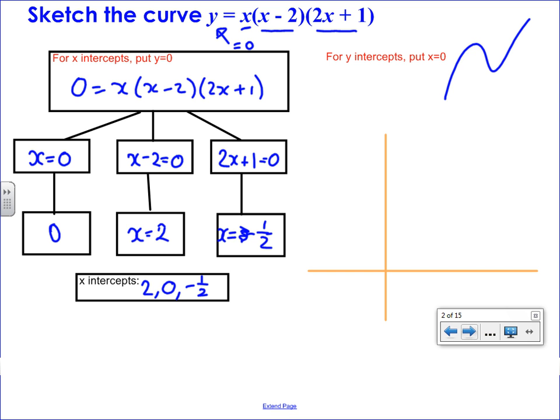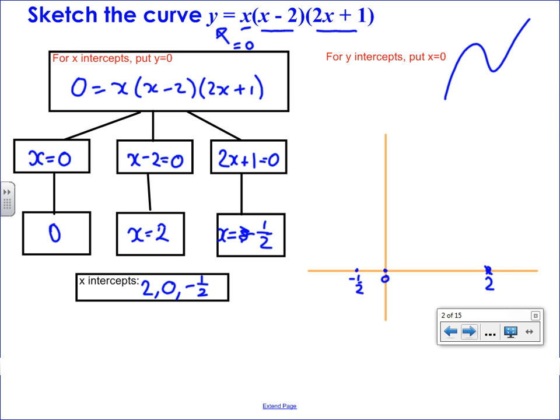Again, do you remember from the other sketching we've already done, you don't have to measure it out, but roughly they need to be in the right position. That's it. So you wouldn't have the minus a half equally distant from 0 as the 2. The 2's further away. Okay, so we've got 3 dots already.